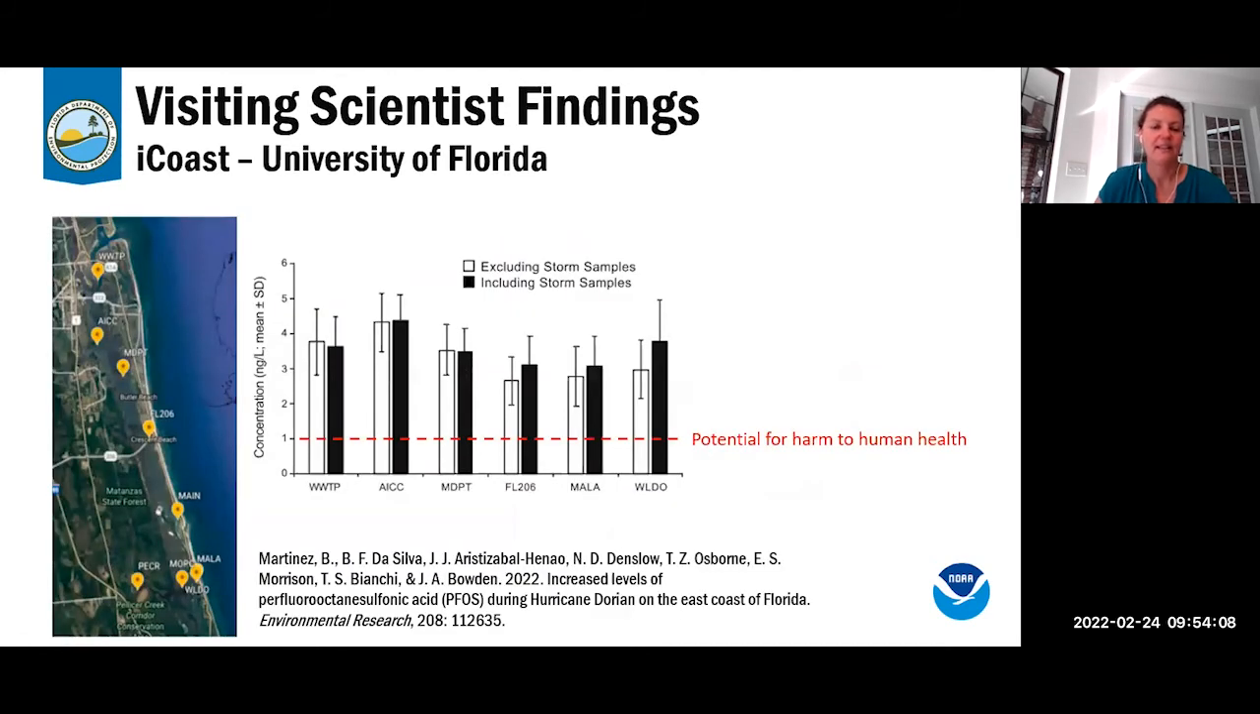So they measured PFAS compounds in the Matanzas River from 2019 to 2020, including during Hurricane Dorian. And out of 51 compounds that they looked for, 23 were detected. And at all of the sites, average concentrations were above the potential for human health harm. So this was all just published in 2022. I encourage you to check it out. It's something that we're going to be paying attention to as we go forward.